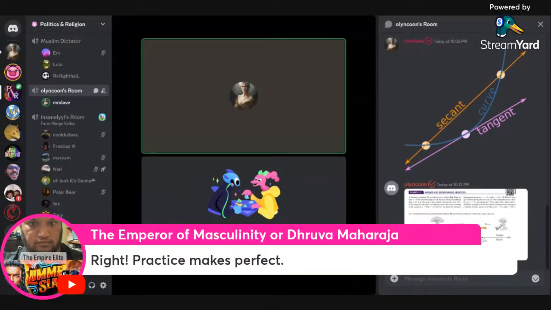So Emperor of Masculinity says, of course, practice makes perfect, but it's more than that. It's like learning a language. In the beginning, you're learning and it's so difficult, every word, and you have to remember and memorize words. But then you practice and you speak it and you use it, and before you know it, you can think in this language. The same goes for math, for logic, for physics, for quantum physics, for general and special relativity.